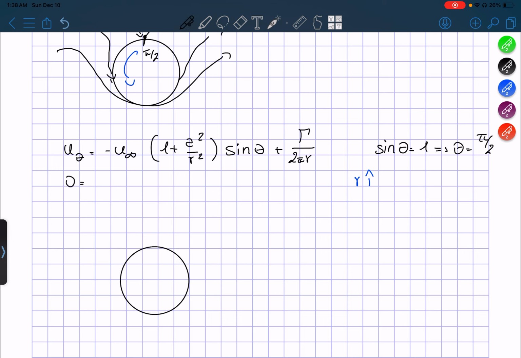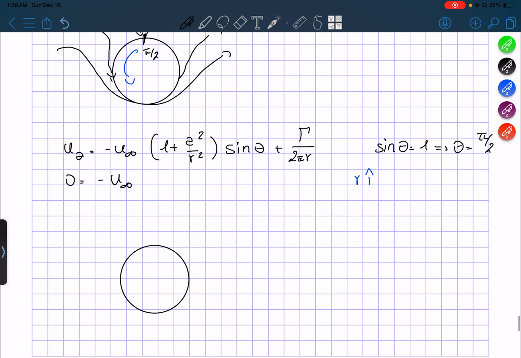So this still has to be equal to 0 because we should have no tangential velocity. So I have minus u theta divided by 1 plus a squared. Now I'm going to write r squared because that increases. Sine theta is equal to 1. So plus our stagnation, our gamma by 2 pi r. In order to make this 0, r has to increase. It has to go past our a value.